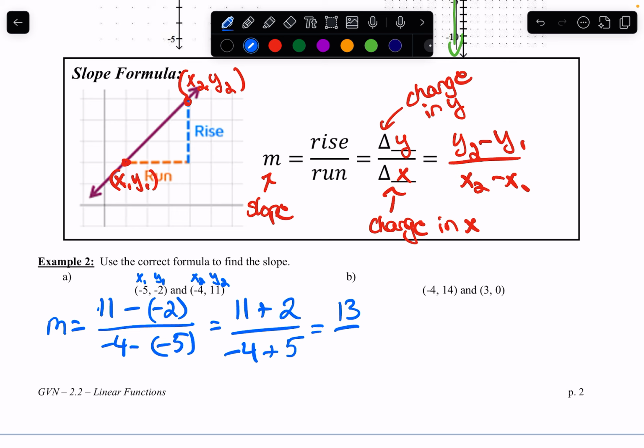13 over 1. So our answer is 13. So our slope for this one is 13, and I ran into the other space.